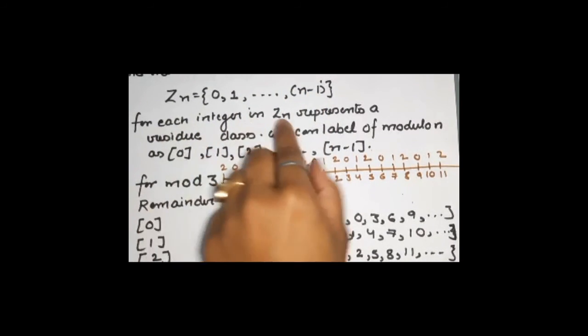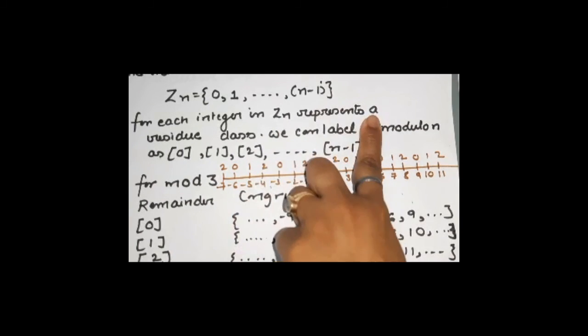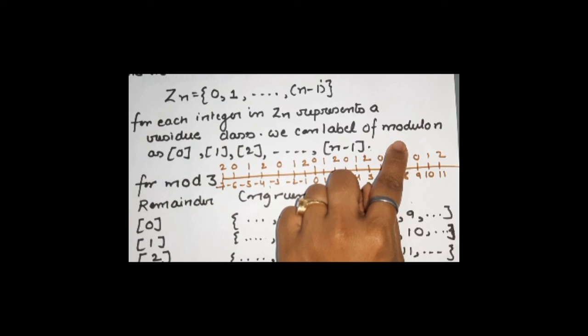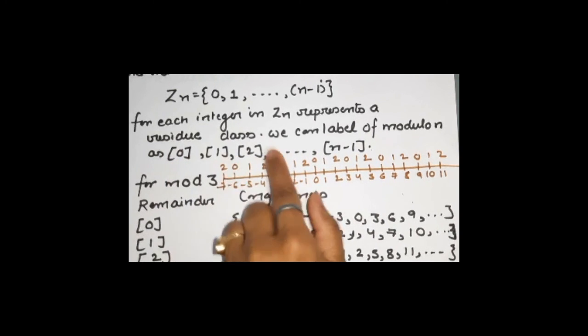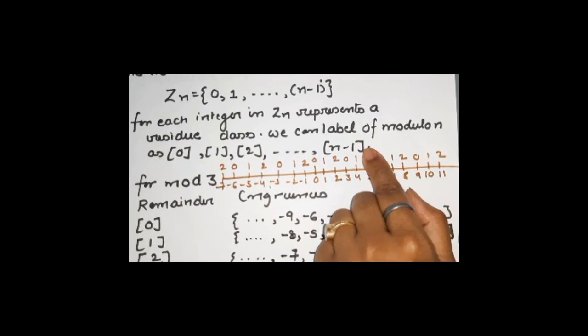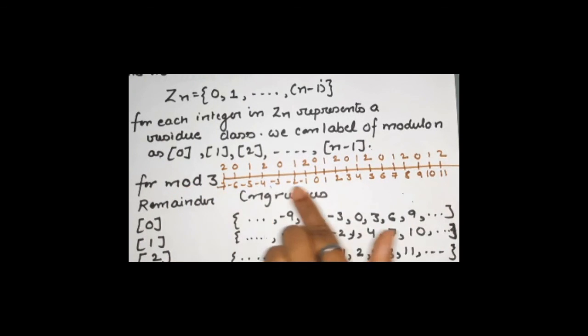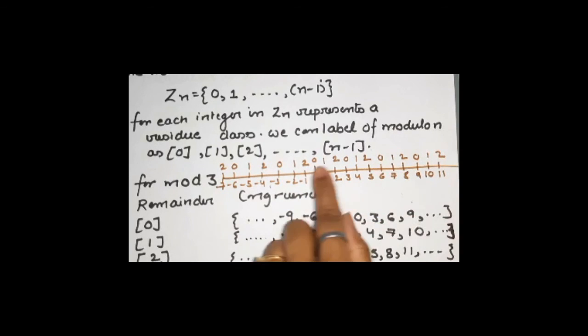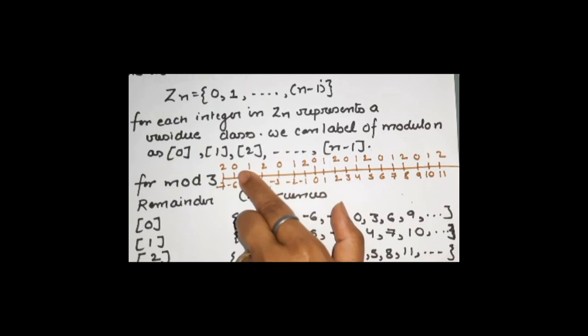Now each integer in Zn represents a residue class. So Zn is a set of elements that are residue classes. We can label modulo n here as 0, 1, 2, up to n minus 1. Let us take mod 3. For mod 3, you can make your number line like this: 0, 1, 2, 0, 1, 2, 0, 1, 2, and here also 0, 2, 1, 0, 2, 1, right? You can write it like this.